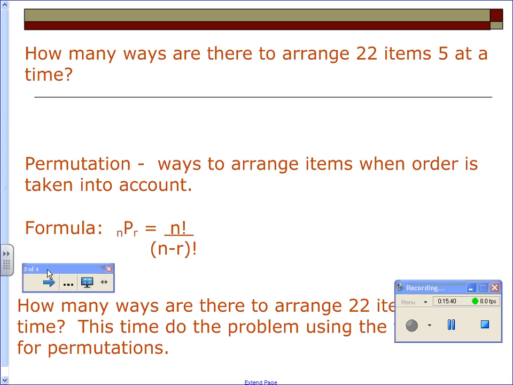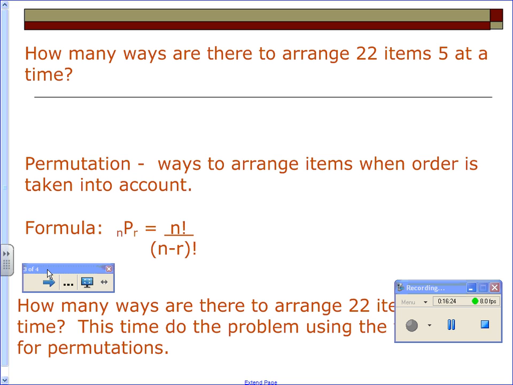How many ways are there to arrange 22 items if you take 5 at a time? Yeah, it is a big number. Million. Did y'all get 3,160,080? Yes. You do have a button for this one.